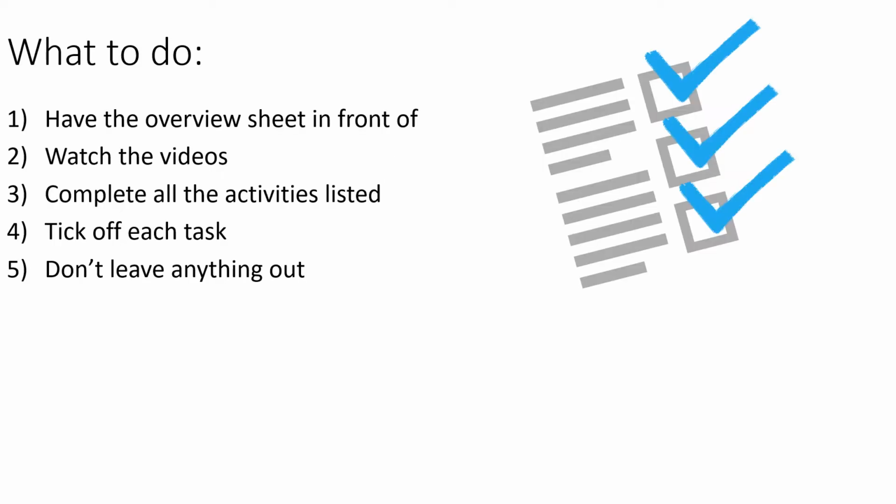Now, if you're completing work at home whilst you are unable to attend school, what I would like you to do is, first of all, have the overview sheet for this particular module in front of you. I want you to watch the videos that are listed on the overview sheet, whether that's the ones on Hegarty Maths or on Oak National or on Corbett Maths. I want you to complete all of the activities that are listed down there. Don't skip any out, but complete all of them that are listed on the overview sheet.